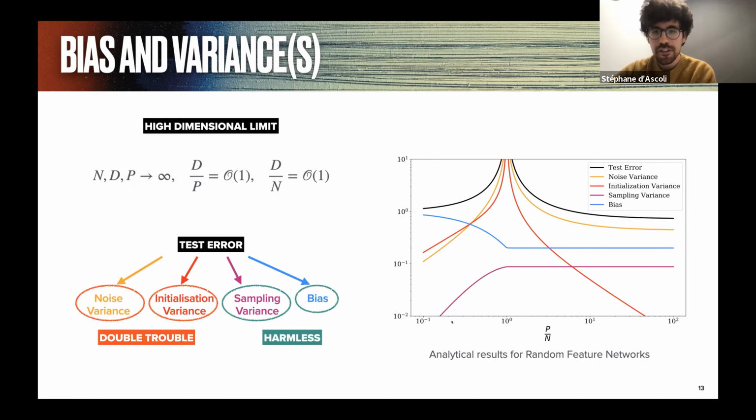Well, the sampling variance increases like the other source of variance, but then reaches a plateau, and the bias is huge and then also reaches a plateau. And so this is why we called our paper the double troubles, that we have these two kinds of variances which explode at the interpolation threshold and the other ones which reach a constant value.